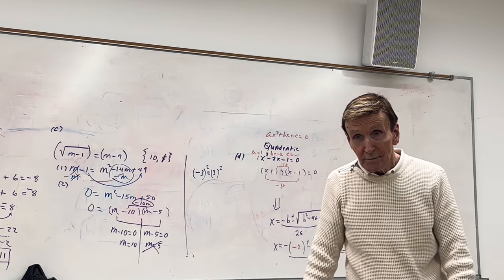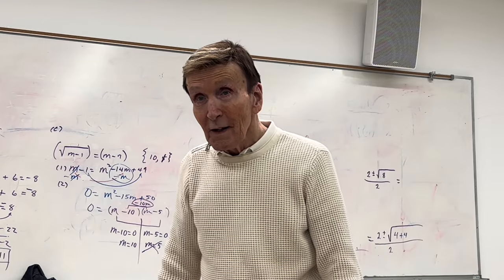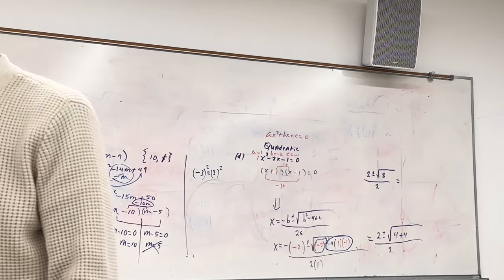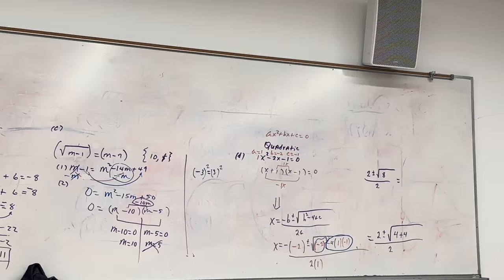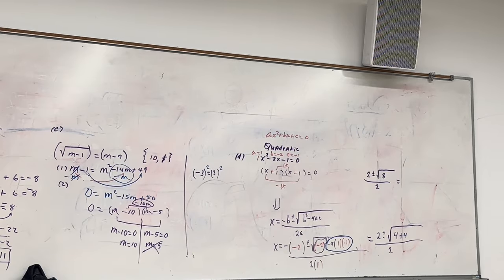Now, is that correct so far? Now, what's the problem? And by the way, check my signs. Are my signs all correct? Does the arithmetic make sense? Okay. What's the issue? Well, it's square root 8. It's not square root 16. It's square root 8. It's not square root 25.